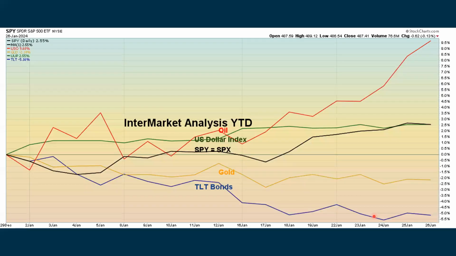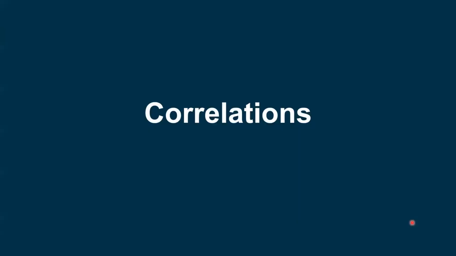This is the InterMarket Analysis chart going back to the beginning of 2024, where we see that oil is doing the best. We have stocks and the dollar just about equal right now. Gold is down slightly, and the price of bonds are also down.